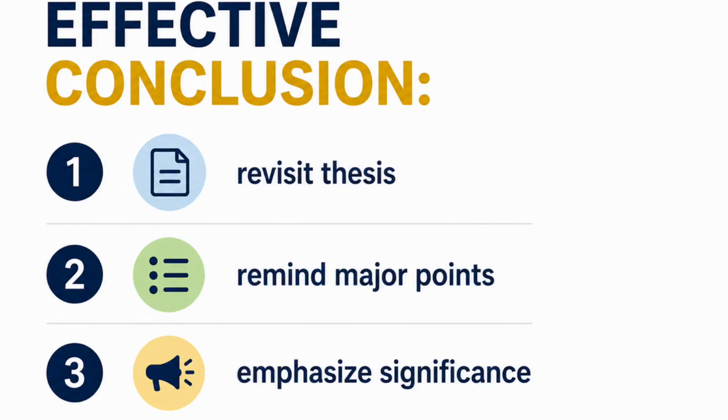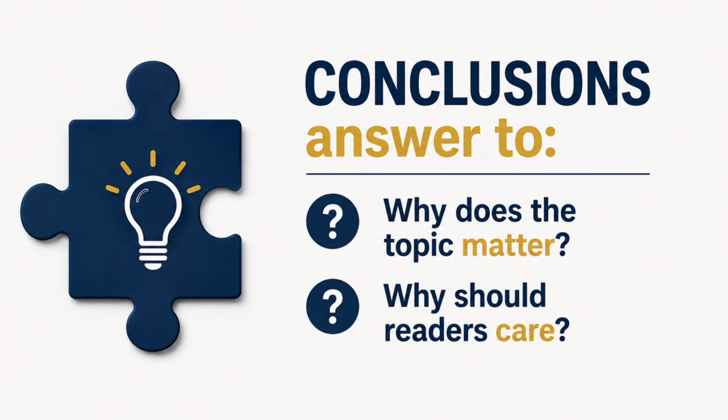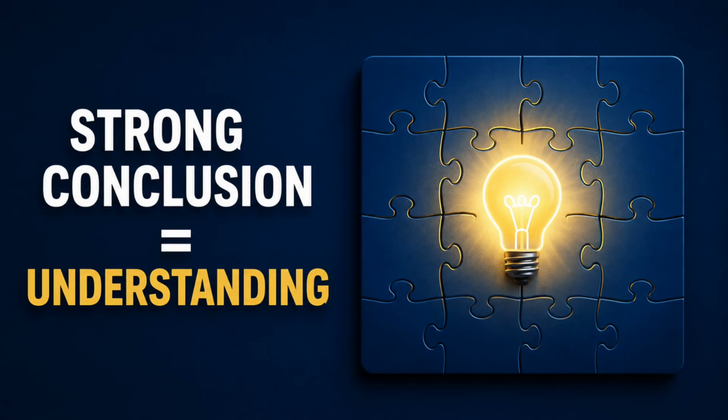An effective conclusion should accomplish 3 things. First, it should revisit the thesis, not repeat it word for word, but revisit, rephrase it. Second, it should remind readers of the major points discussed throughout the essay. Third, it should emphasize significance. It should answer questions like, why does the topic matter? Why should readers care about it? A strong conclusion helps readers leave with understanding.